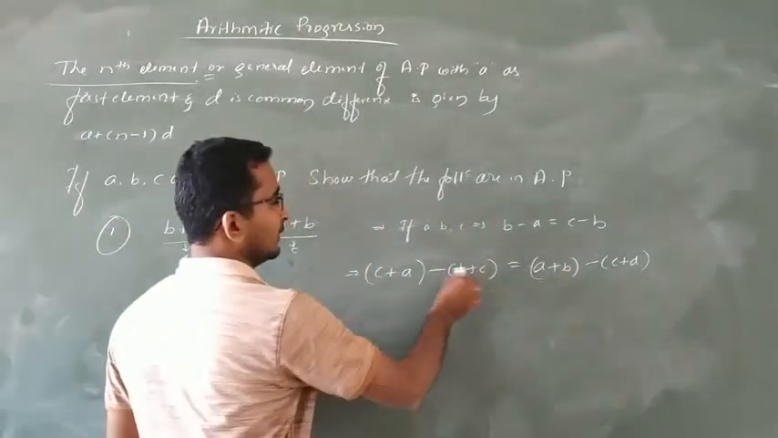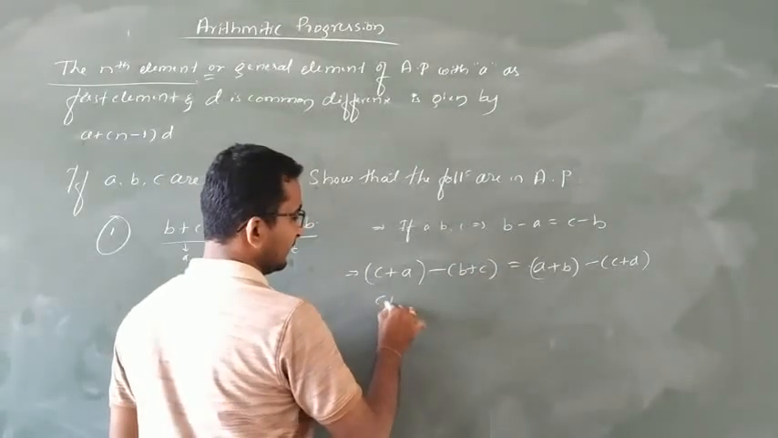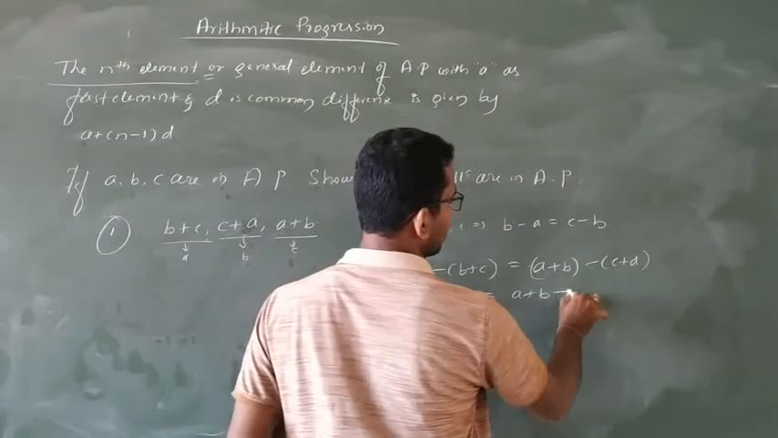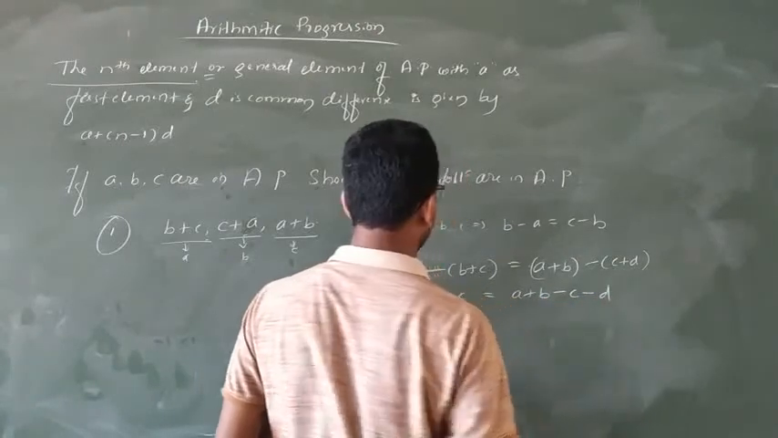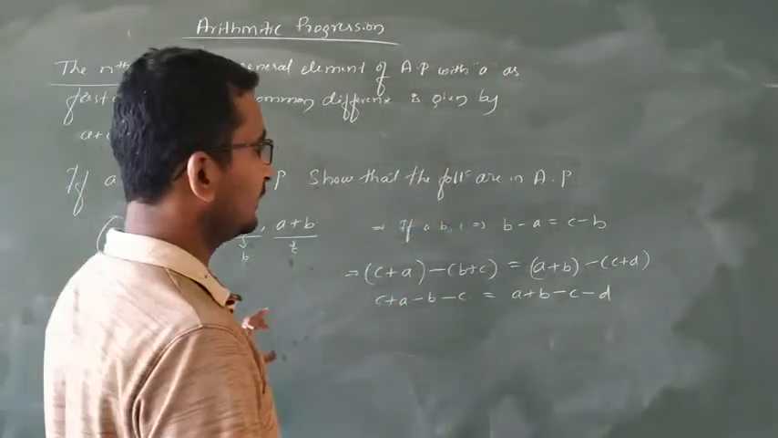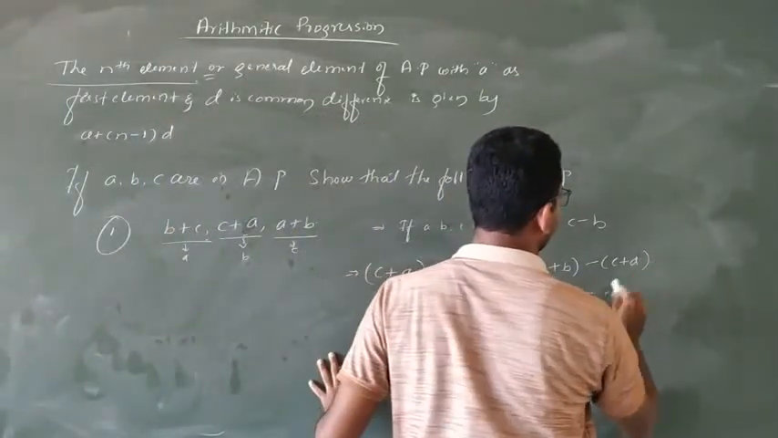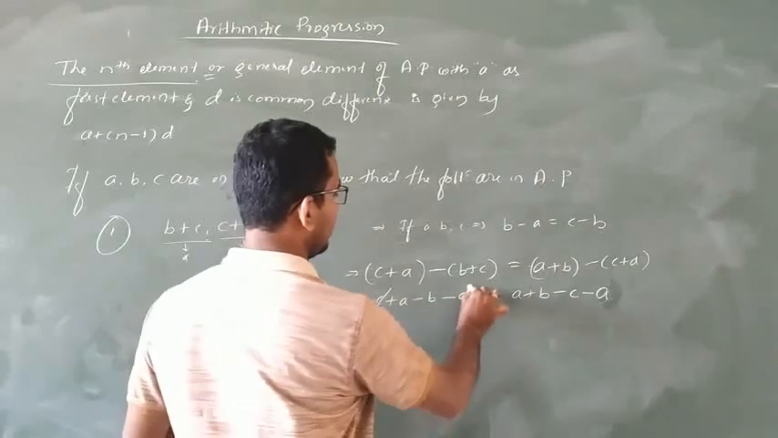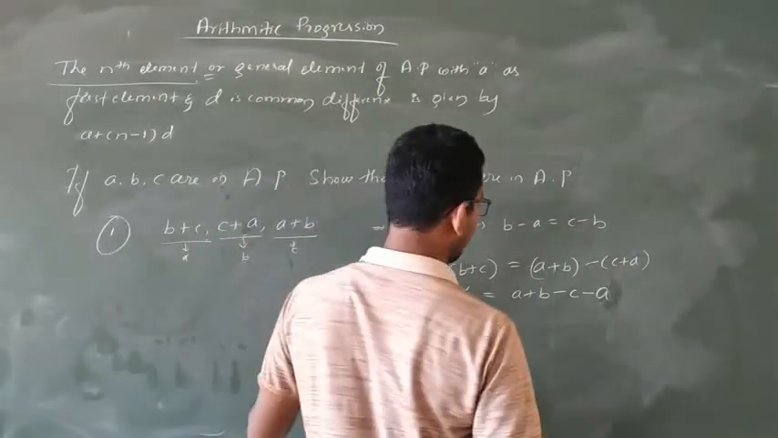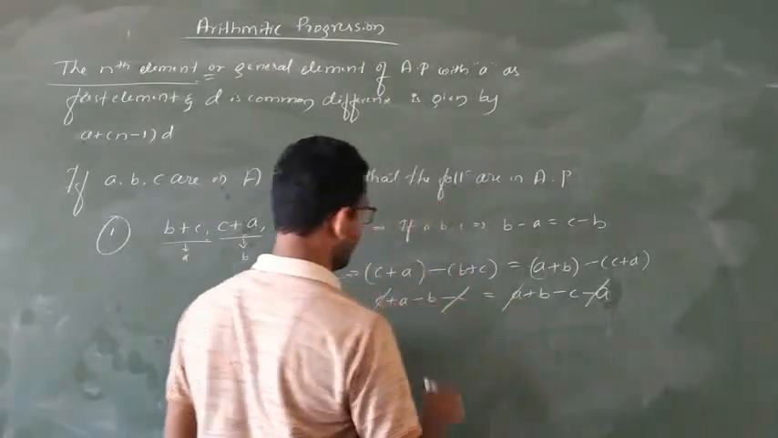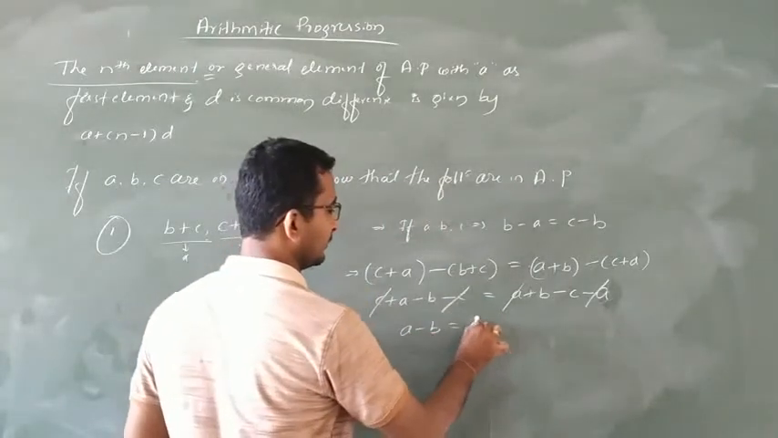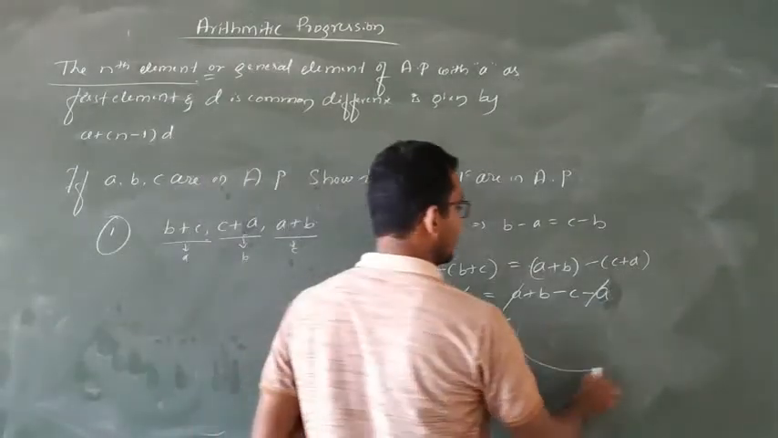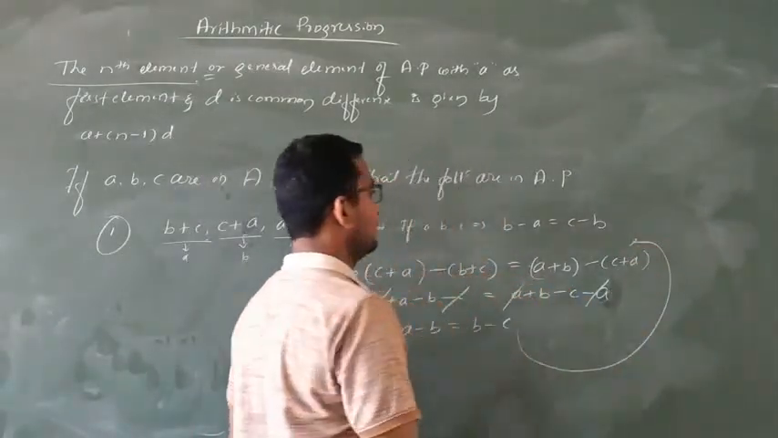Fine. Multiply the minus inside the bracket: C plus A minus B minus C is equal to A plus B minus C minus A. Sorry, not minus C, minus A. Here plus C minus C get cancelled, and here plus A minus A get cancelled. What are you going to get here? A minus B is equal to B minus C.